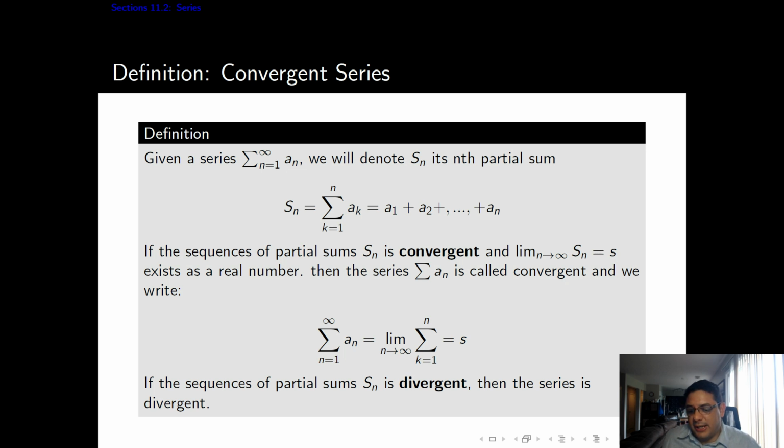Now, in the opposite case, if the sequence of partial sums is divergent, then the series is going to be divergent as well. And in that case, the sum will go to infinity, or it will be a number that is impossible to calculate.